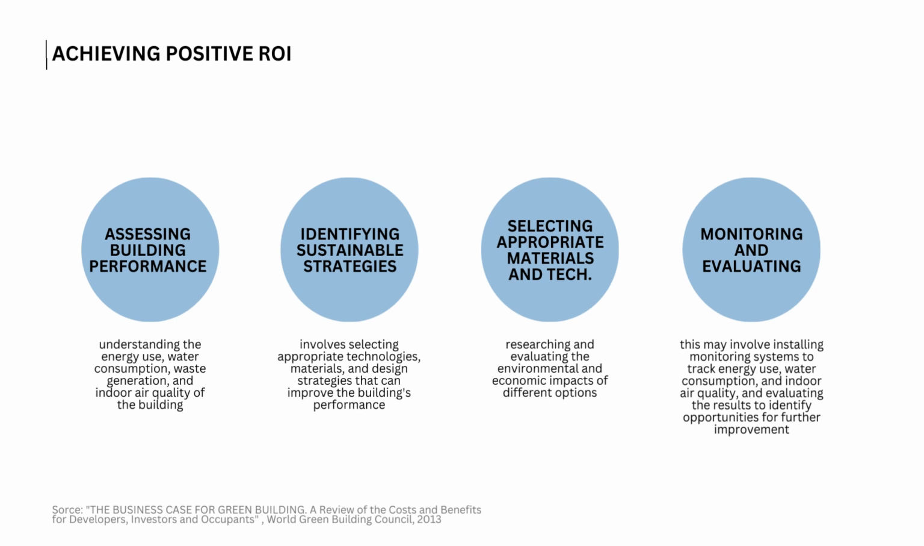Assessing building performance, which involves understanding the energy use, water consumption, waste generation, and indoor air quality of the building. Identifying sustainable strategies. It involves selecting appropriate technologies, materials, and design strategies that can improve the building's performance. Selecting appropriate materials and technologies involves researching and evaluating the environmental and economic impact of different options of materials, and monitoring and evaluating the results involves tracking the building's performance over time and making adjustments as needed.